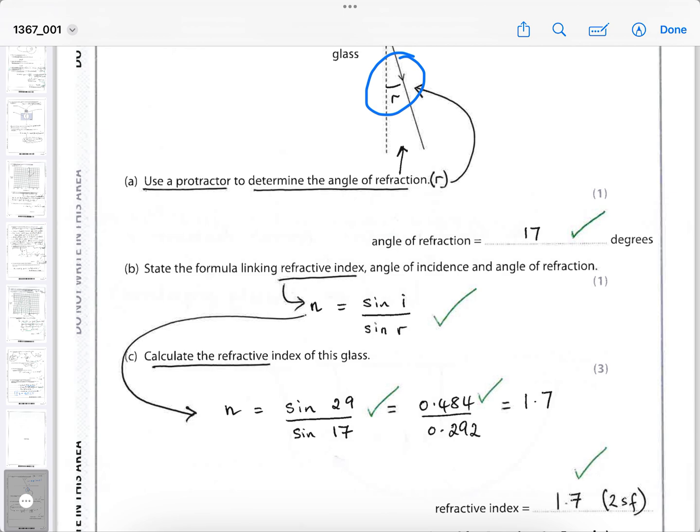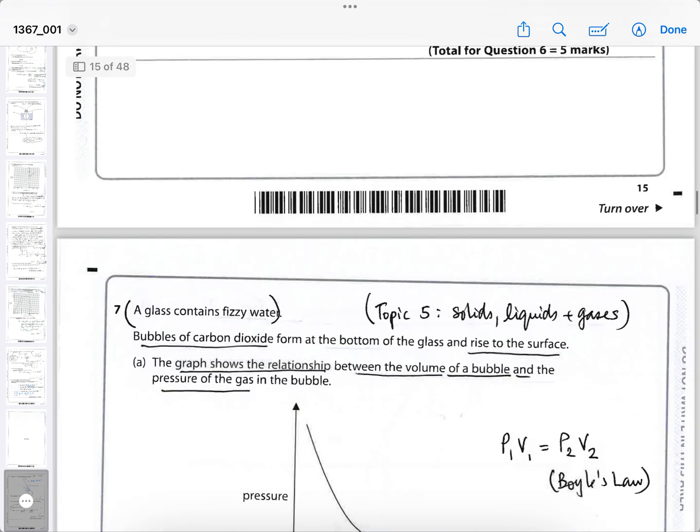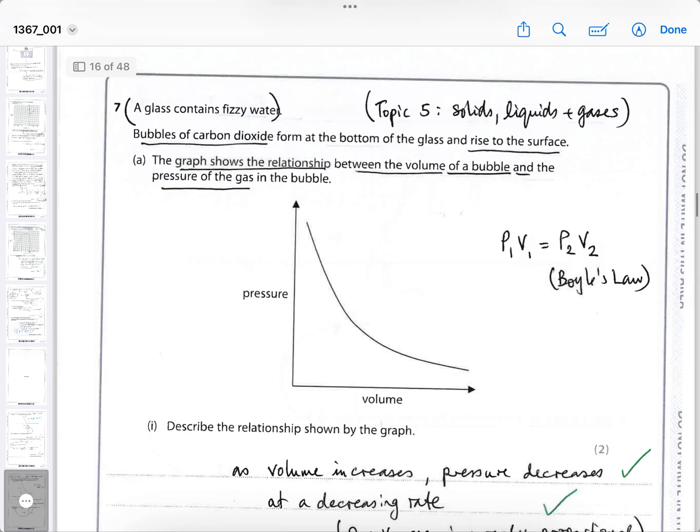So if you do that, sine of 29 is 0.484 and sine of 17 is 0.292. Divide the two, you get approximately 1.7 to 2 significant figures. Okay, and that's another question done, just a 5 marker. Yeah. And the next question is back to solids, liquids, and gases.